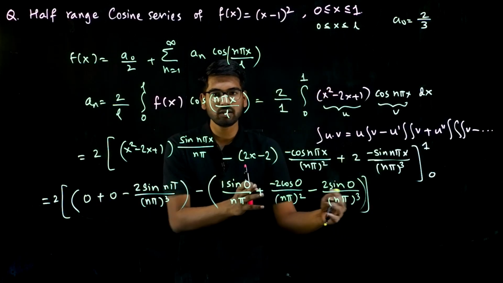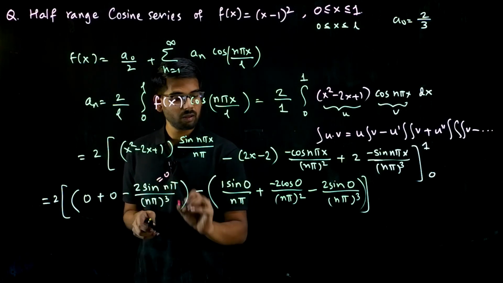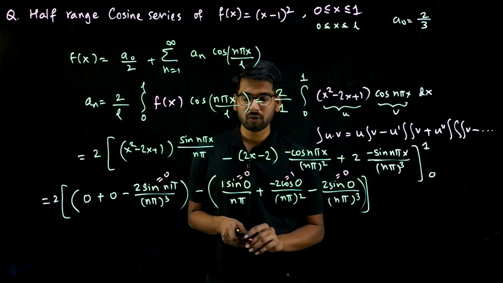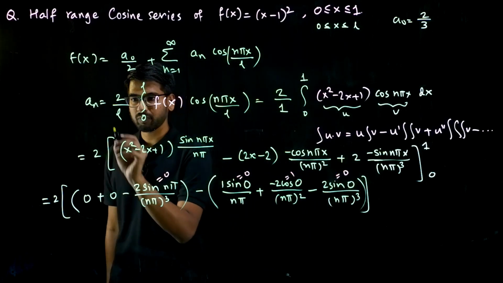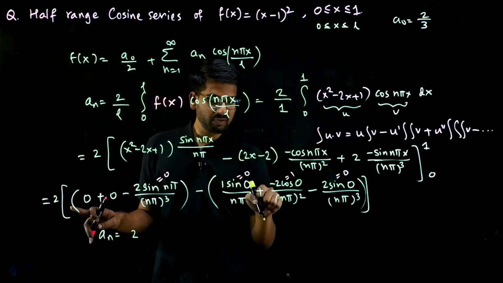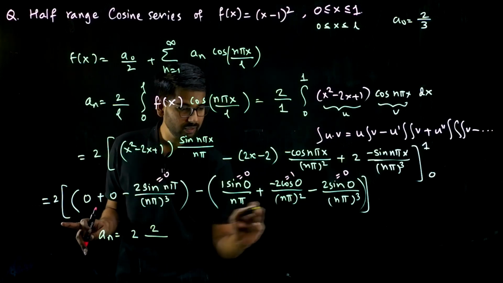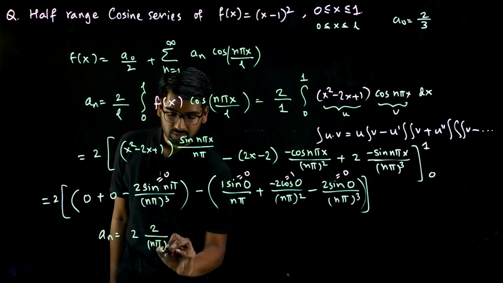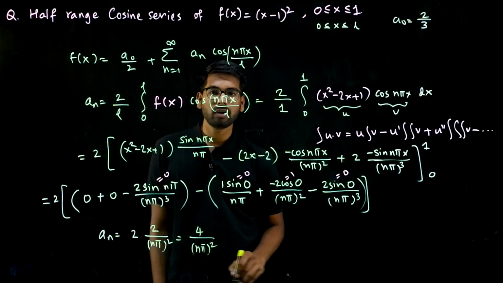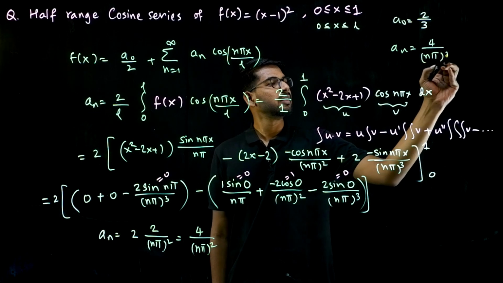Okay, so this is upper limit minus lower limit. So sine n pi is 0, sine 0 is 0, sine 0 is 0, cos 0 is 1. So we will only get one term here. What is that? An is equal to 2 into minus into plus minus, minus into minus plus. 2 into 1 is 2 by n pi square, or 2 into 2 is 4 by n pi square. So An we will get as 4 by n pi square.